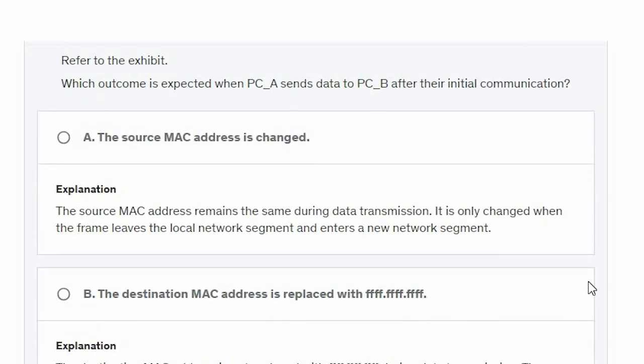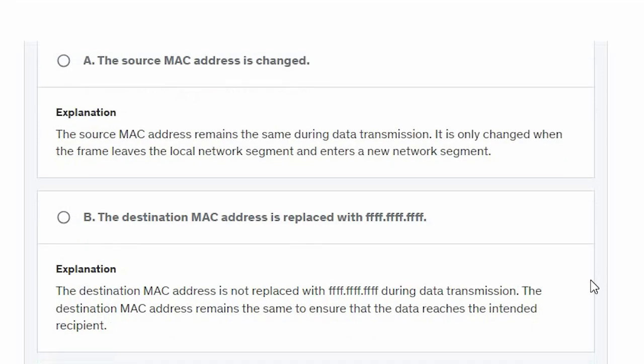Question number 5. Explanation. Answer number 1. The source MAC address remains the same during data transmission. It is only changed when the frame leaves the local network segment and enters a new network segment, which is wrong.